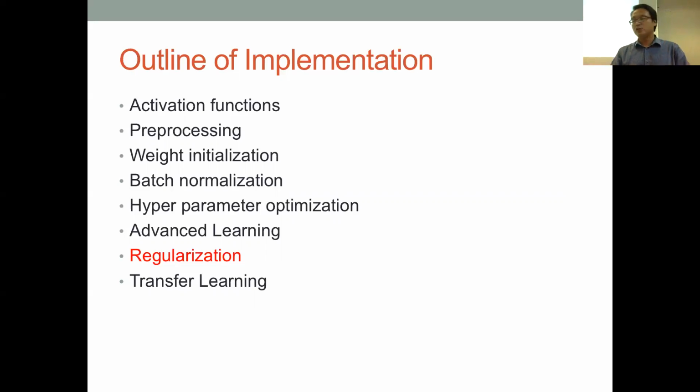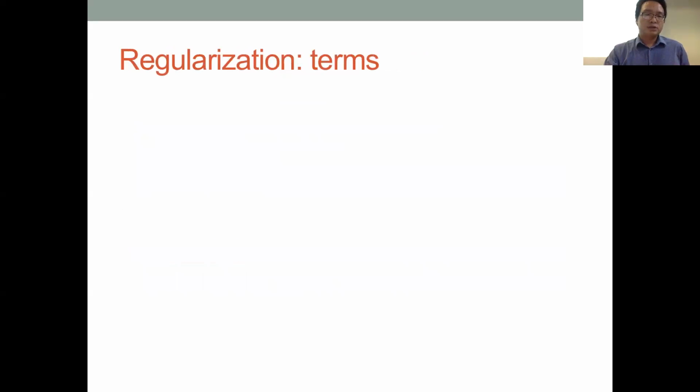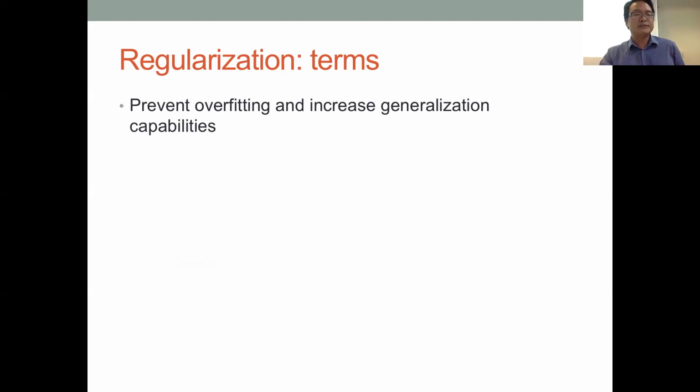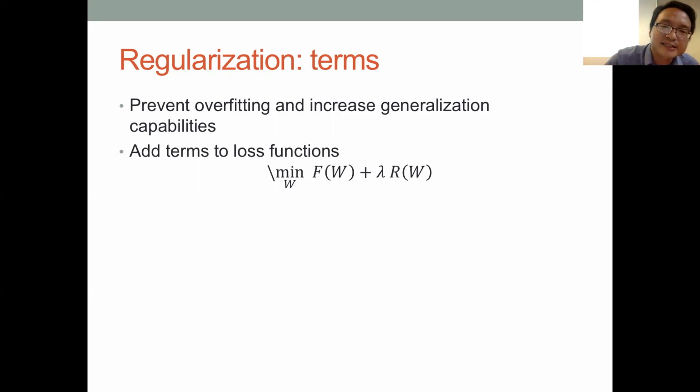You apply the model over testing samples you have never seen before, and you get worse performance. That's overfitting. So overfitting is the number one reason we need to consider the regularization term. We use this to prevent overfitting and increase generalization capability. The idea is very simple.